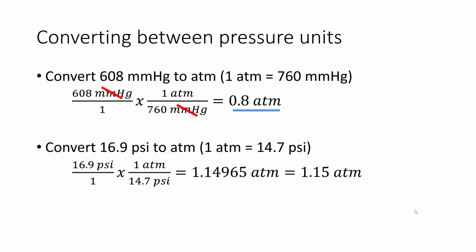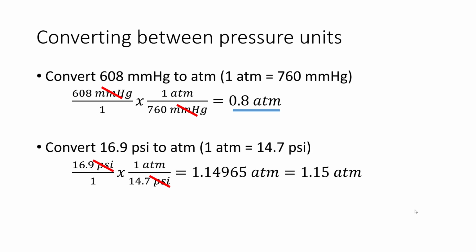So when it says 16.9 psi over 1, the 1 is just telling you that there's no unit that goes on the bottom. Then we set up that next fraction where it says 1 atm over 14.7 psi. And the order or placement of those units is important so that we can cancel out psi. We do not want to be in pounds per square inch. We want to be in atmospheres. So in order to get psi to cancel, 1 has to be on the top and 1 has to be on the bottom. So now those units are going to cancel out.